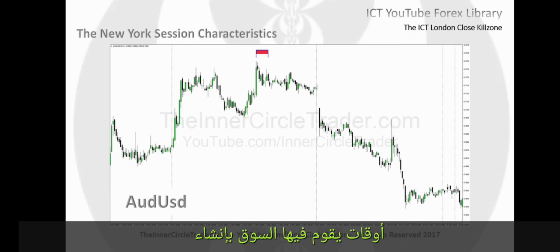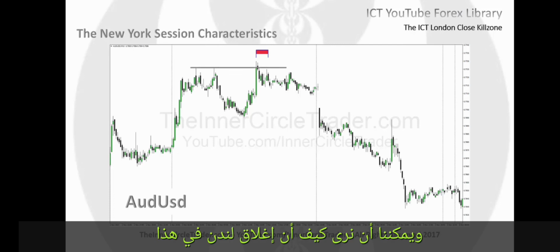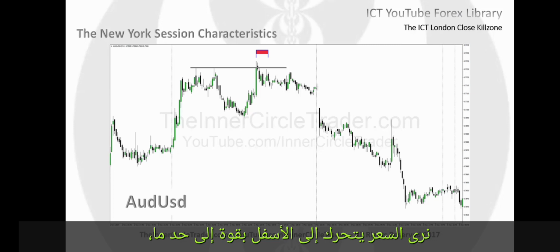Now, there are times when the market creates, for instance, a liquidity pool like this. You can clearly see what I'm going to reference here, it's the double top right in here. And we can see how London close this particular day creates the high of the day, but also forms a reversal point for the rest of that day. And the next day we see price move rather aggressively lower.